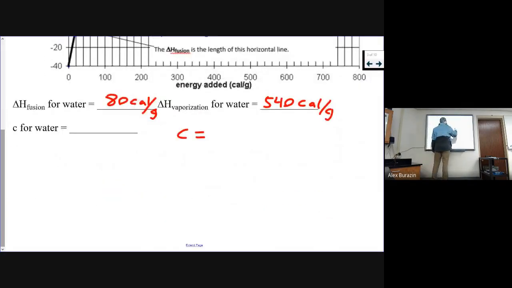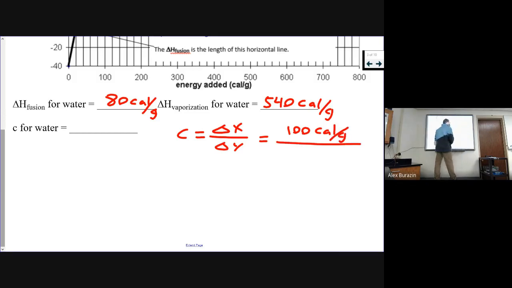So the specific heat capacity is the change in X divided by the change in Y. And the change in X over that sloped area is literally 200 minus 100, which is 100 calories per gram, divided by my change in Y, which is 100 minus 0, which is 100 degrees Celsius. So what's my specific heat capacity of water? 1, which we already knew anyway, because that's what we talked about yesterday.